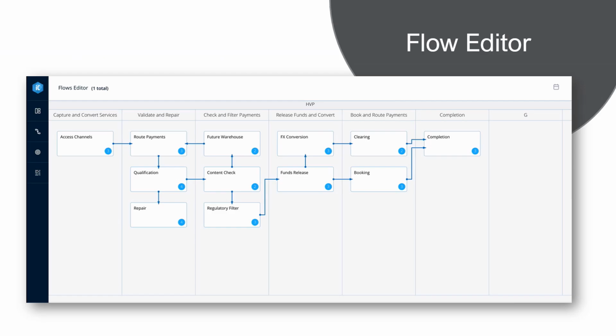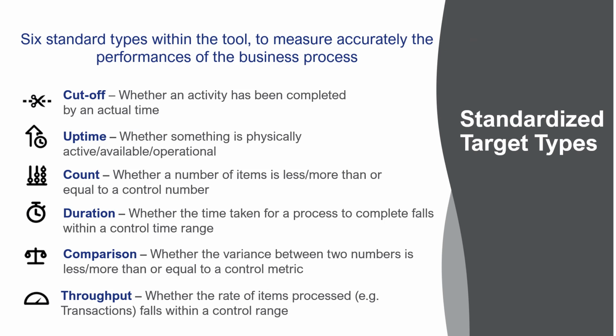What does iControl look like from an implementation and user perspective? With iControl, we start with your business process and map that to your KPIs or metrics, and ultimately back to your IT and operational data. To do this, we start with the flow editor, which you see on this screen. We sit down with you to define and model your business processes in the flow editor. Within the flow editor, we map your process to targets, KPIs, and metrics using these 6 target types, which covers just about everything you want to do with monitoring.